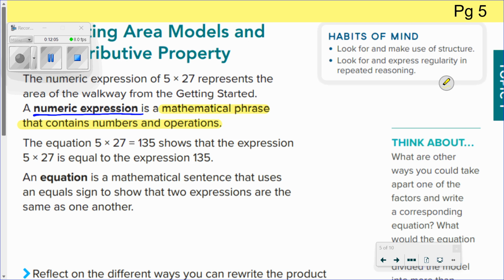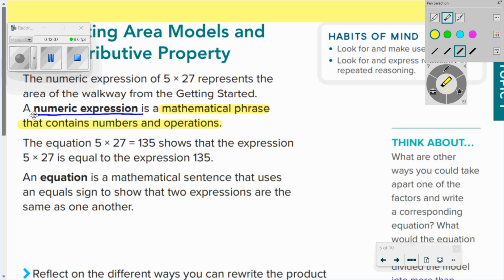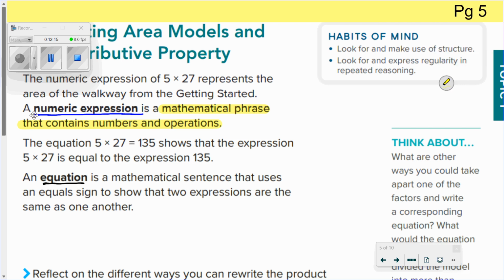Okay? The other big one that we're going to do right now is an equation. Hopefully you guys have heard this one before, but just in case, an equation is a mathematical sentence that uses an equal sign to show that 2 expressions are the same as one another. In other words, the values are the same. What many of you may not realize is when you look at an equation, you're actually just seeing an expression written in 2 different ways. It says 2 different things on each side of that equal sign.